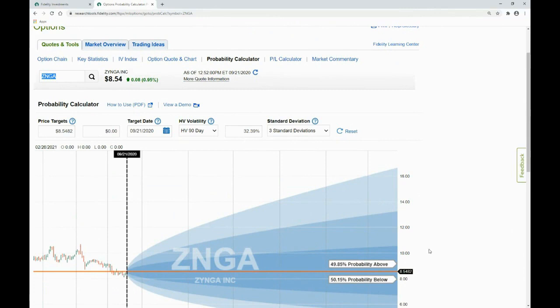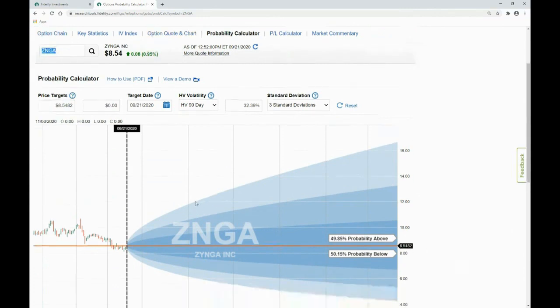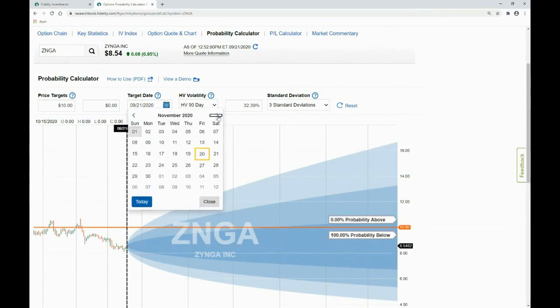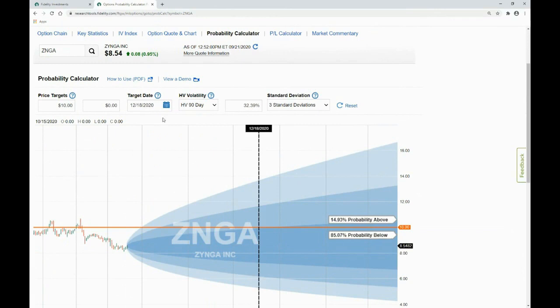But if we then plug it into our calculator, that tells us the likelihood of the stock rising to $10 by December, our expiration date, assuming that volatility stays consistent. Well, this is what it means: there's about a 15% chance that the stock could rise high enough to get there, and an 85% chance that it would be below.